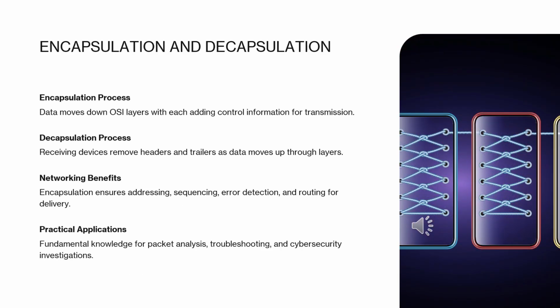On sending devices, data moves down the OSI layers with each layer adding control information for transmission. Receiving devices remove headers and trailers as data moves up through the layers. Encapsulation ensures addressing, sequencing, error detection, and routing for delivery. This is fundamental knowledge for packet analysis, troubleshooting, and cybersecurity investigations.